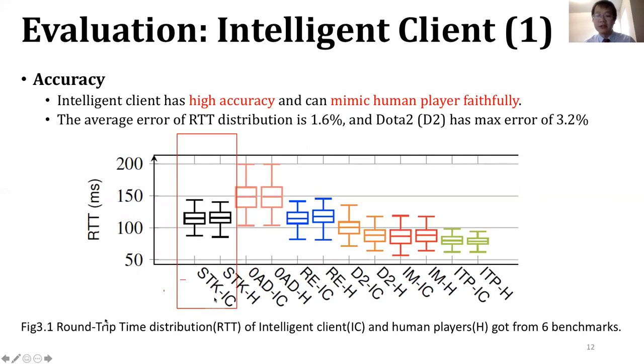STK-IC denotes Intelligent Client, and STK-H denotes human players. From the result of STK, we can find that the distribution of RTT are very similar. For other applications, D2 has the maximum difference, but it's still within 4%. So from this figure, we can conclude that our AI client has high accuracy and it can mimic human players faithfully.